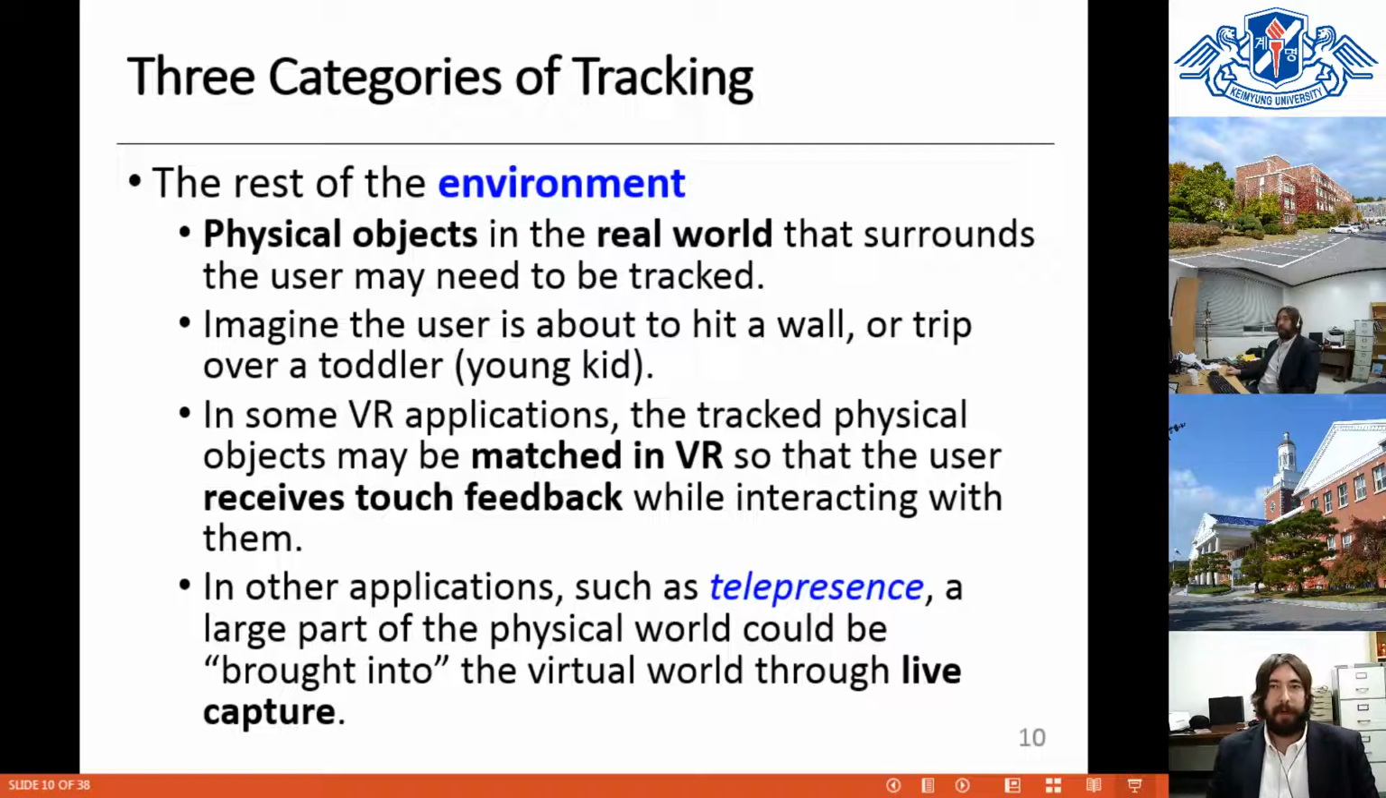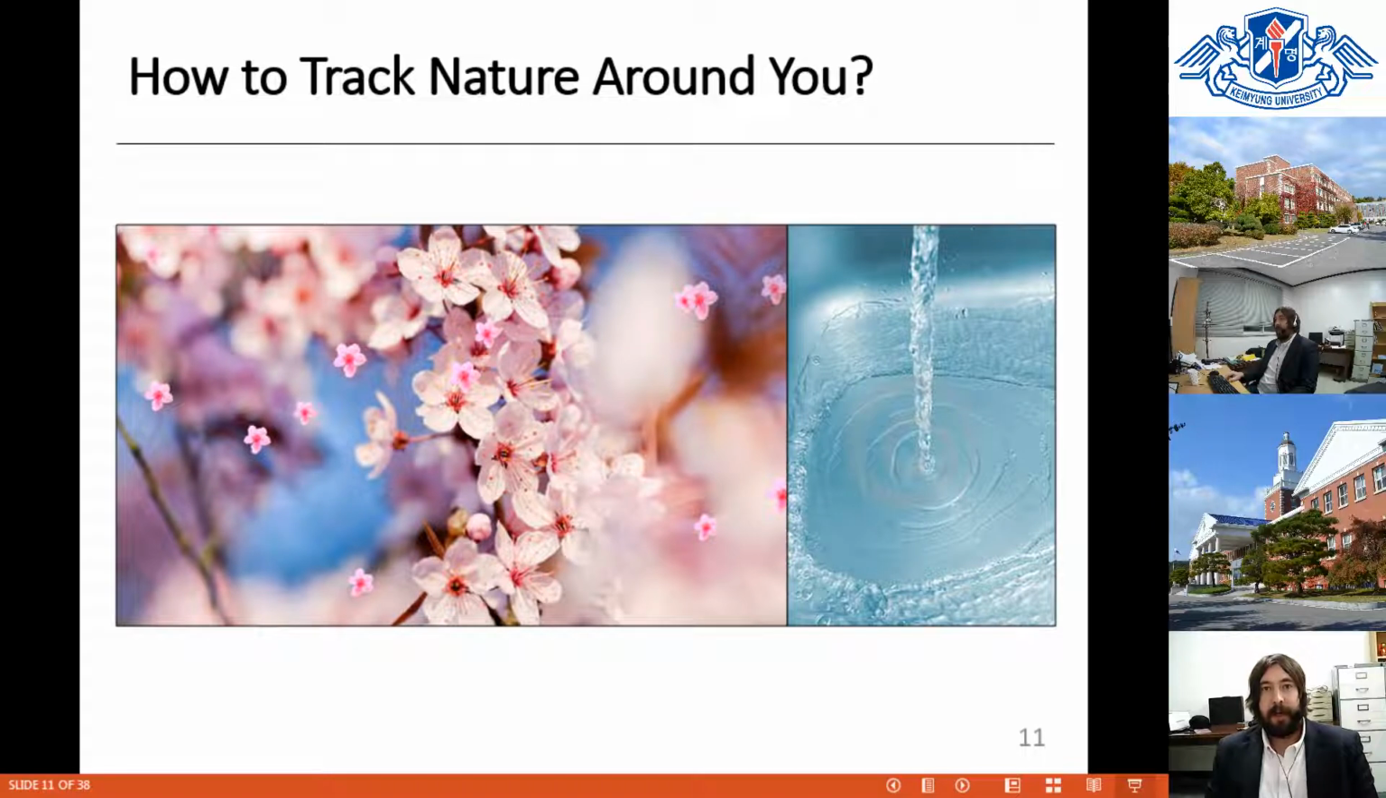In some VR applications, the tracked physical objects may be matched into VR so that the user will receive touch feedback while he interacts with them. In some other applications, such as Telepresence, a larger part of the physical world could be brought into the virtual world through live capture. So on the next slide, I would like to show you how and what kind of objects from the natural world can be tracked.